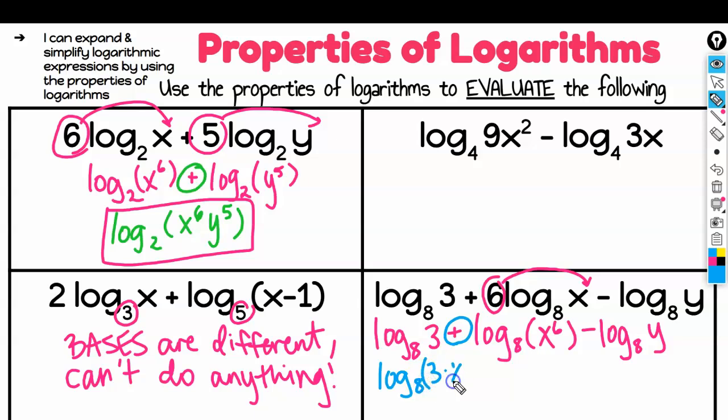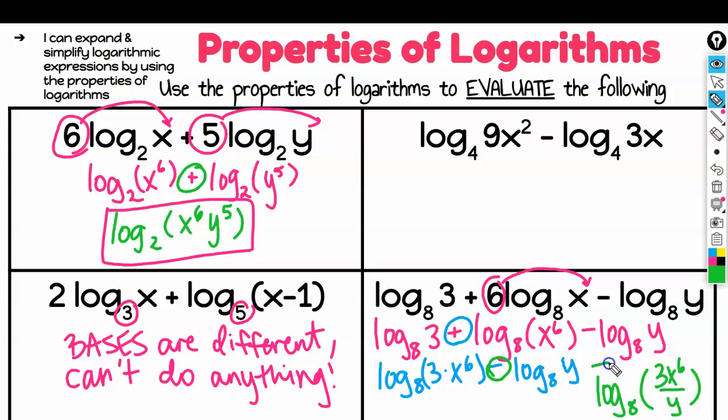So it's going to be 3 times x to the 6, and then at the very end I see I still have this minus here, so I'm going to use the quotient property at the very end. And then that's it.